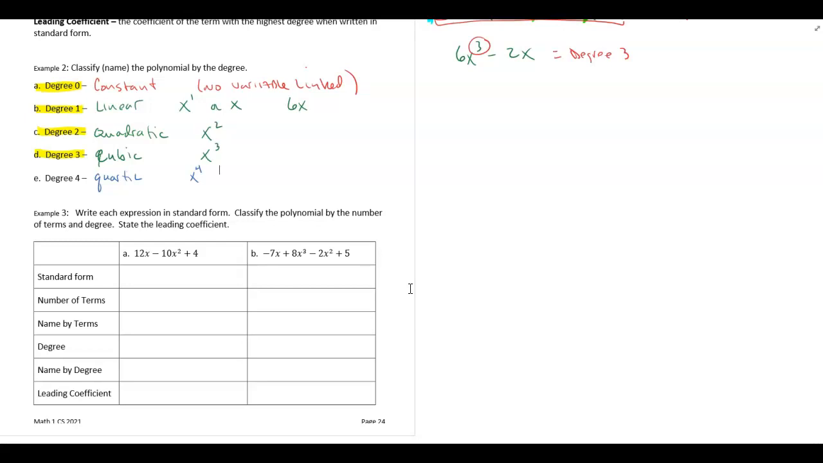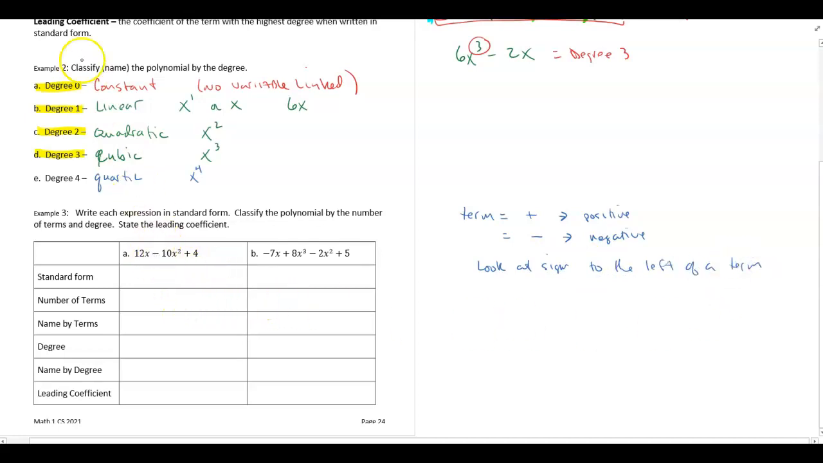We're going to name it by the degree, and then determine the leading coefficient and stuff like that. So when I look at this, remember, if a term is added, you know it's positive. If a term is subtracted, consider it to be negative. And always understand that we always look at the sign to the left of a term. Okay?